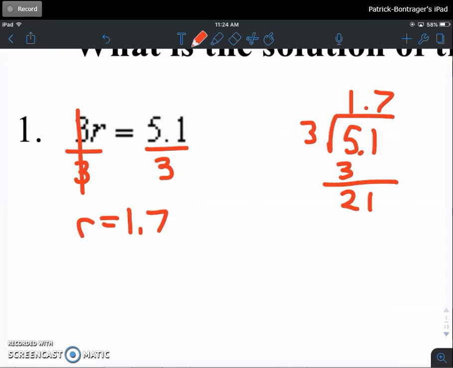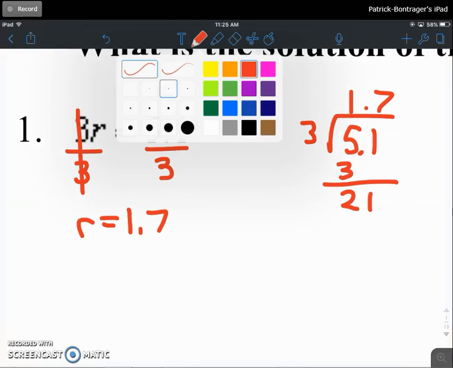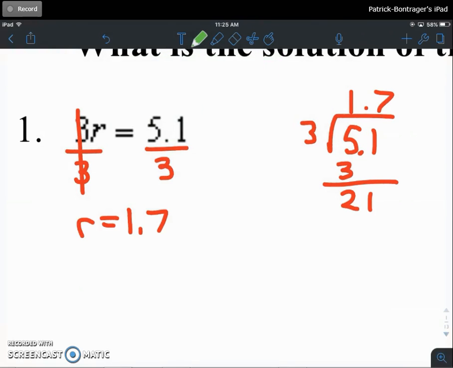Now we can always check our work. We'll put our check in a different color. 3 times 1.7. Does that equal 5.1? And yes, it does. So we can always check our work when solving equations.